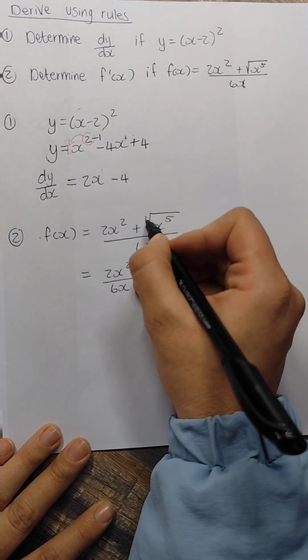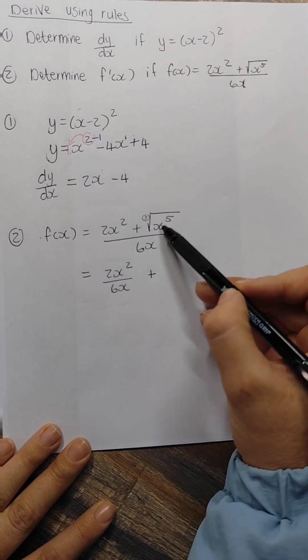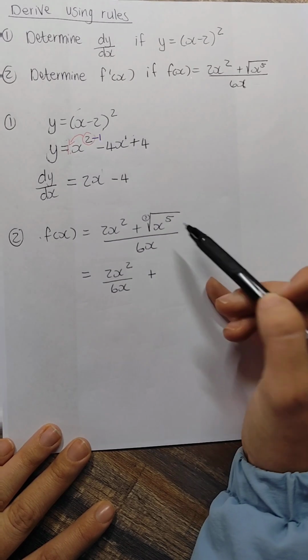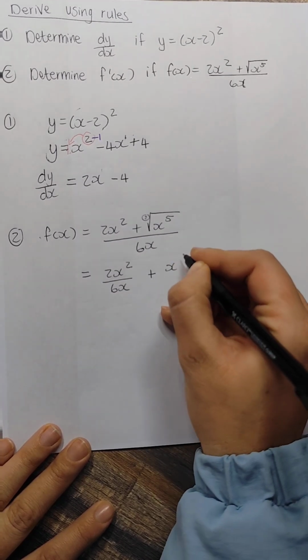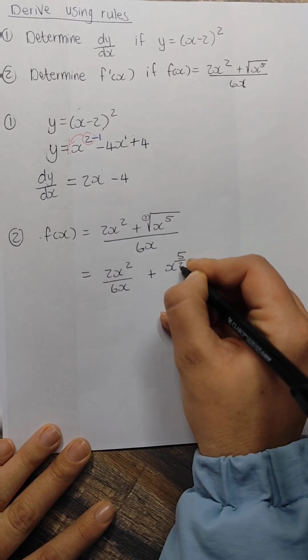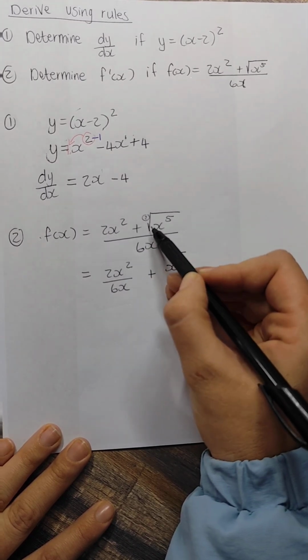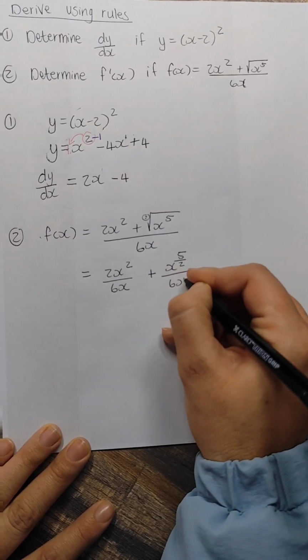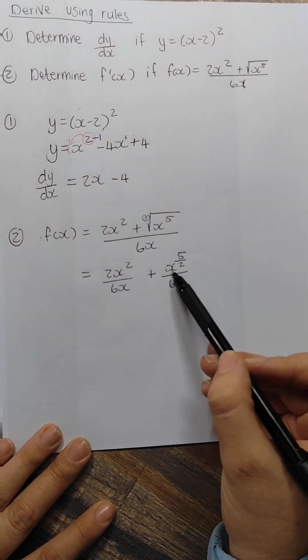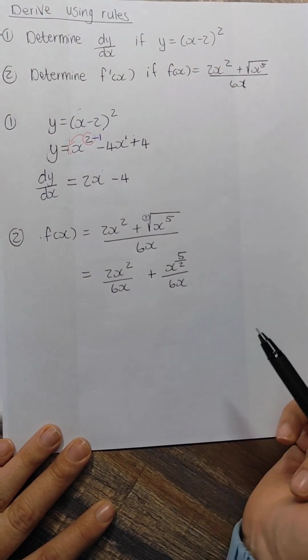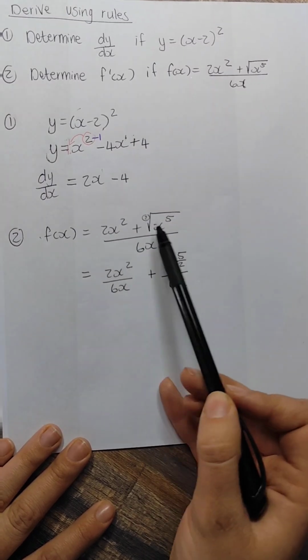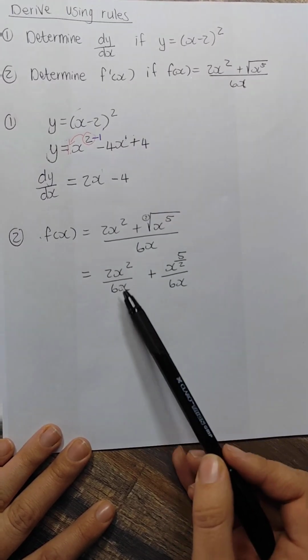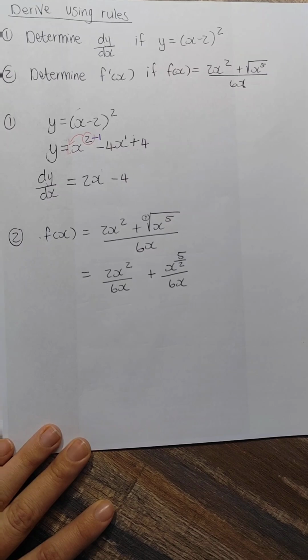Now remember, we have a rule that says if it's not inside, it's on top. So we are going to put that 5 on top of the invisible 2 that we have here with our root. And then we divide by 6x. So this changes to x to the power 5 over 2. And I've taken my fraction and I've split it up so that each one is on its own denominator.